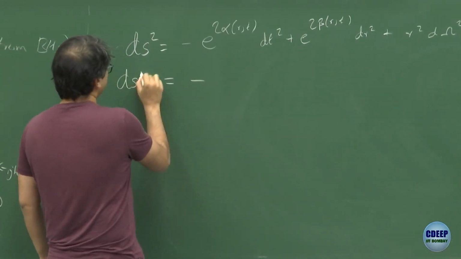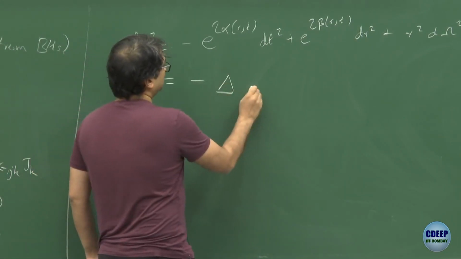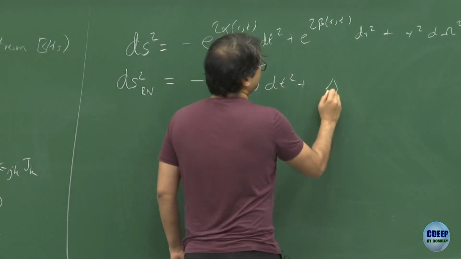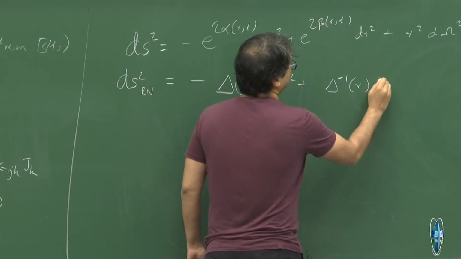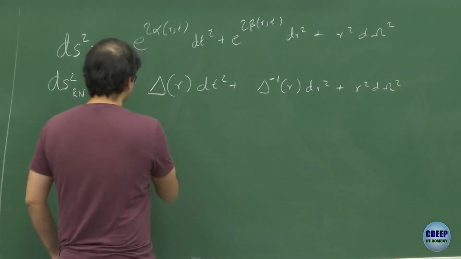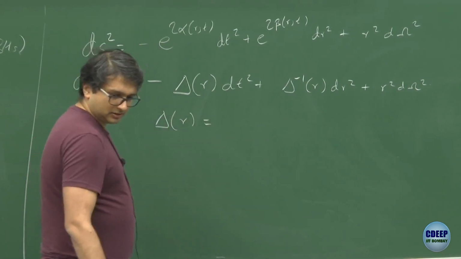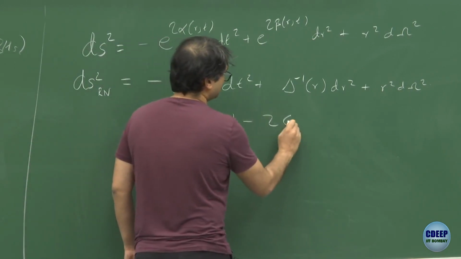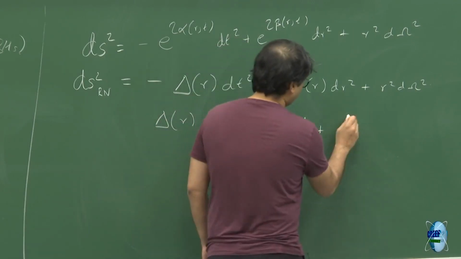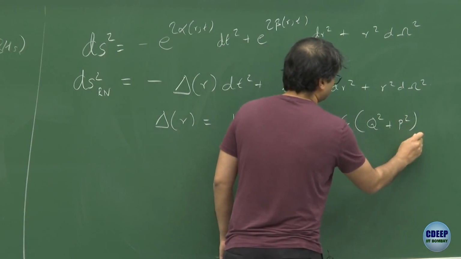So ds squared Reissner-Nordstrom is equal to minus delta, which is only a function of r, dt squared, plus delta inverse, which is only a function of r, dr squared, plus r squared d omega squared, where this function delta of r turns out to be 1 minus 2GM over r plus G times (Q squared plus P squared) over r squared.